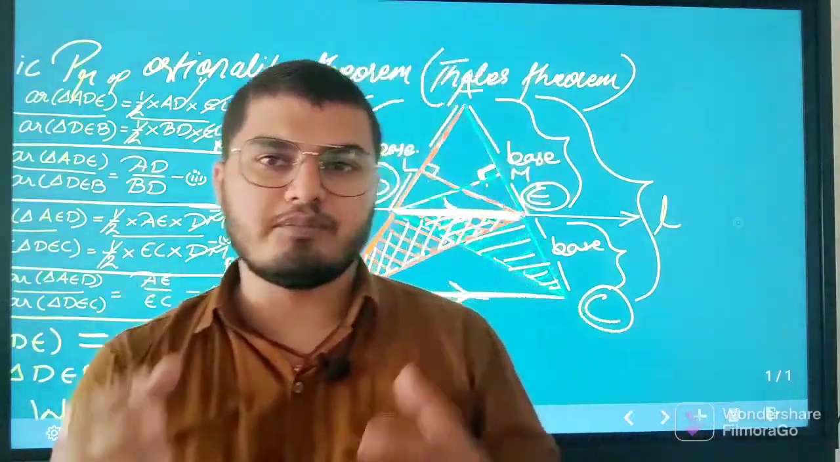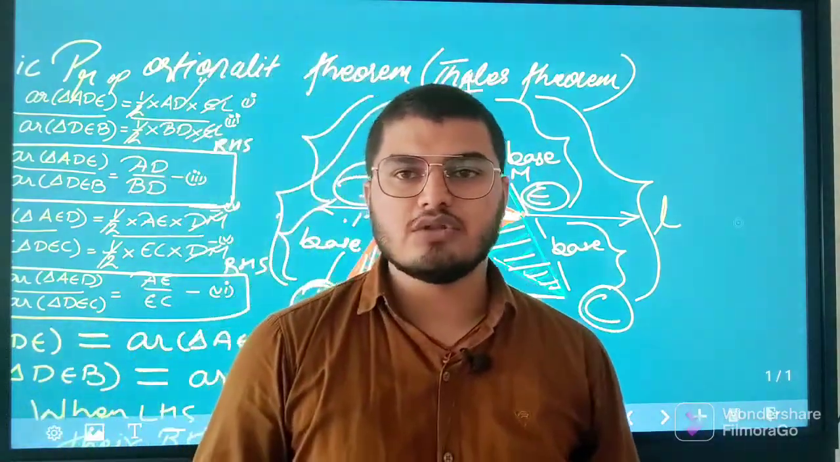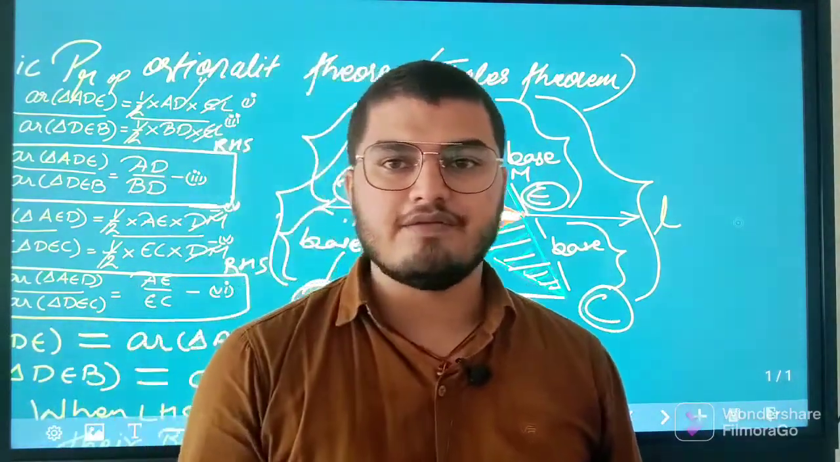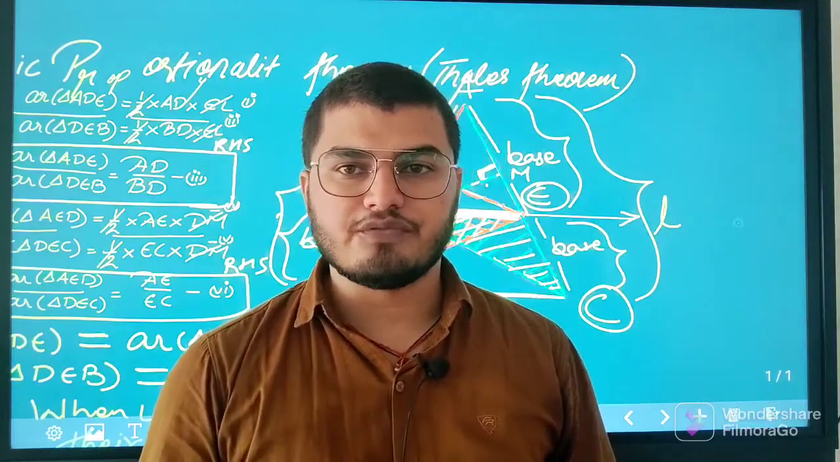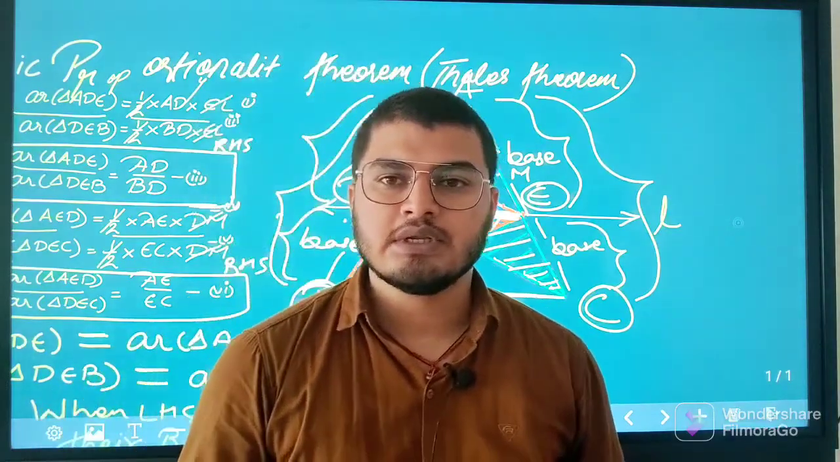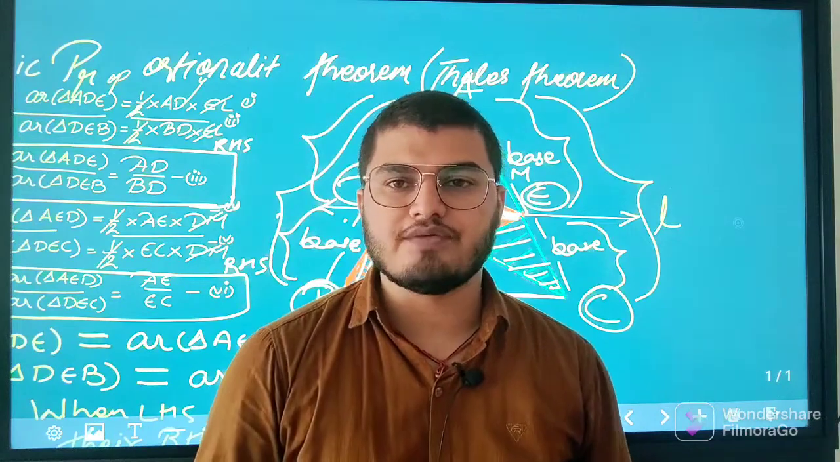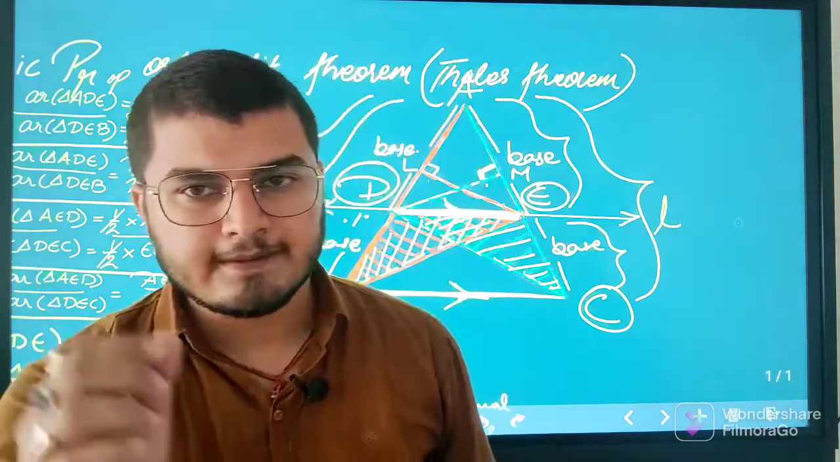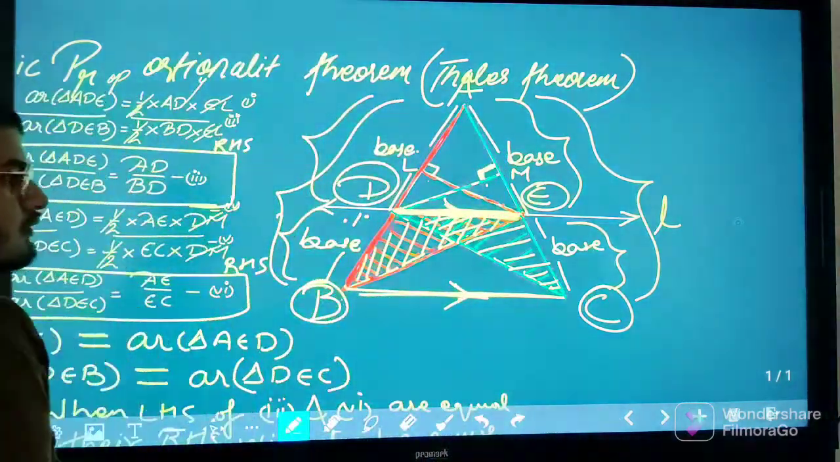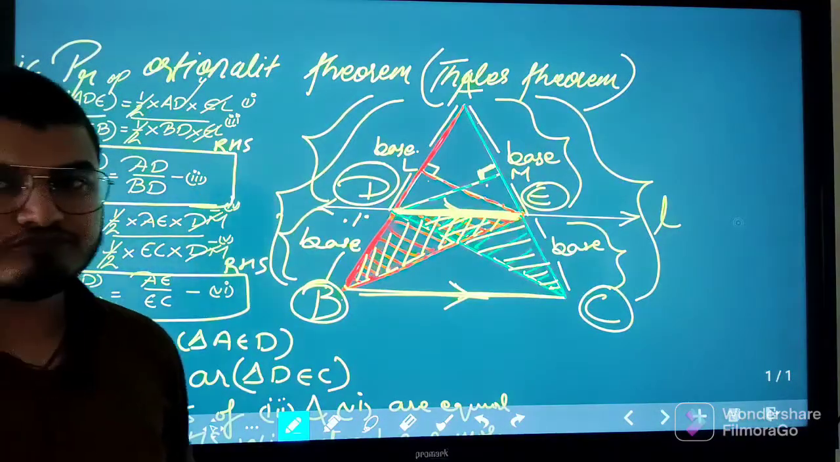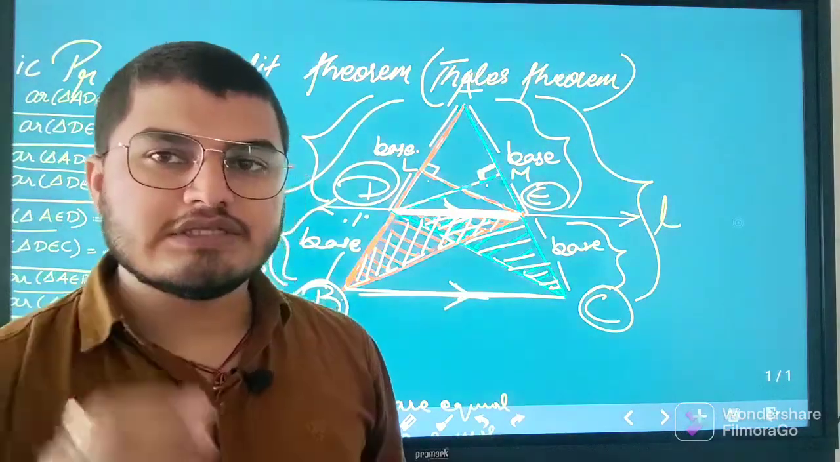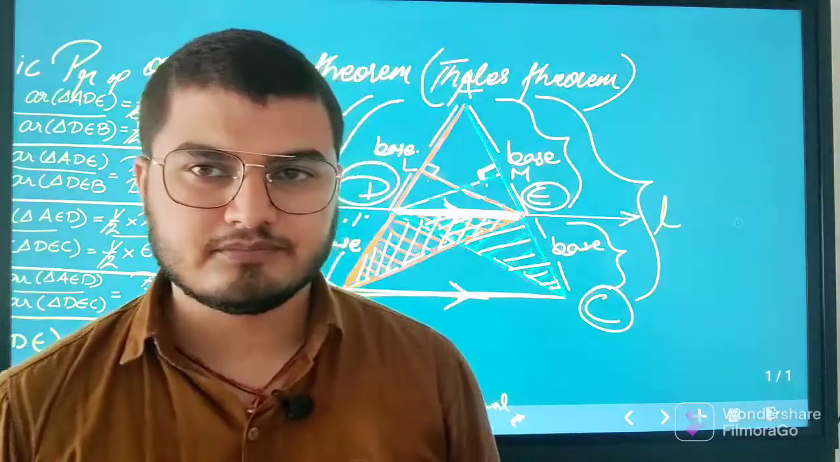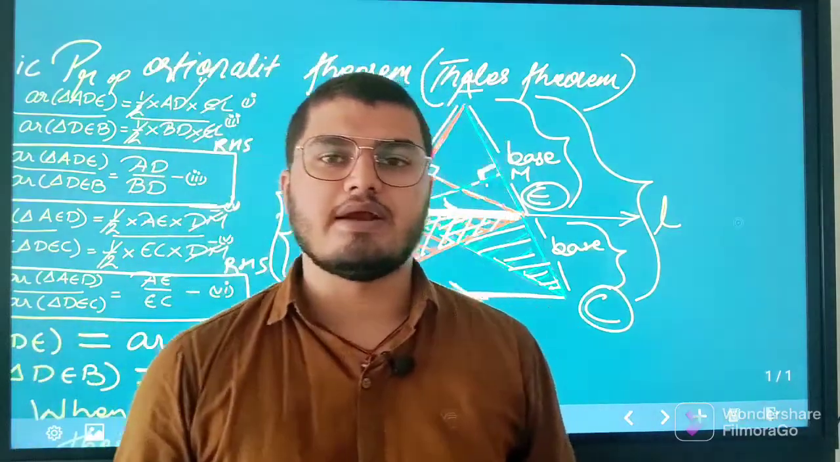I hope you all must have understood how the Thales theorem is derived and what the proof of it is, how we can solve it, what points we have to keep in mind, where we have to keep attention, and what are the reasons behind the small points. I hope that this will bring clarity to you.